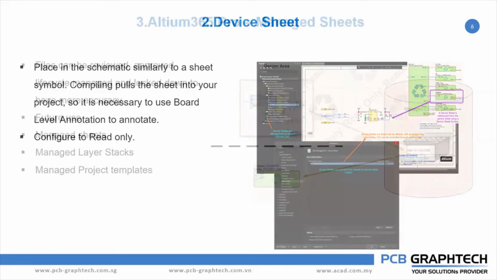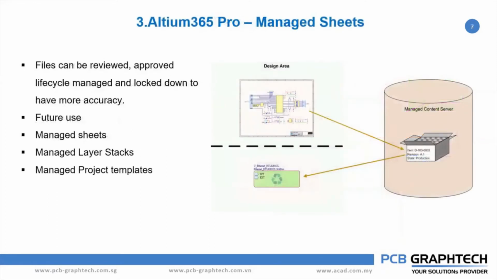Then the third one is Altium 365 Pro. In Altium 365 Pro, we normally have managed sheets. This managed sheet can be your schematic sheet, for example, schematic templates. Each organization will have their own title block. They don't want to change the title block, they want it fixed, like the company title name, the designer name, or their company logo. All these will be fixed.